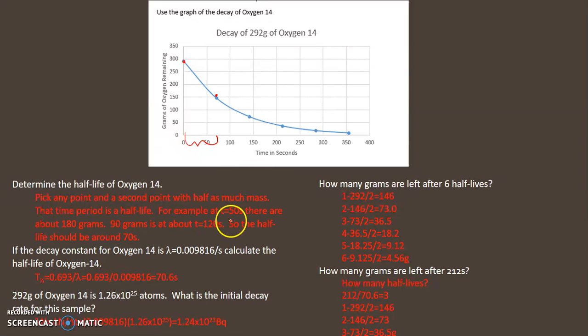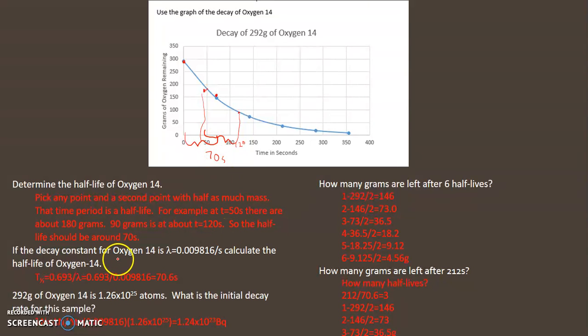So, for example, at T equals 50, there is about 180 grams. So the example problem would be right here. It might be easier to use 90, which is about T equals 120. So what we're looking at here is half of 180 is 90. So around 90, you're going to be right about here, and that's going to be close to 120. So the half-life should be about 70 seconds, because that's going to be the difference between 50 and 120. Oops, that's not a straight line. So we're looking at here, which should be the same if we did it 300 to 150.